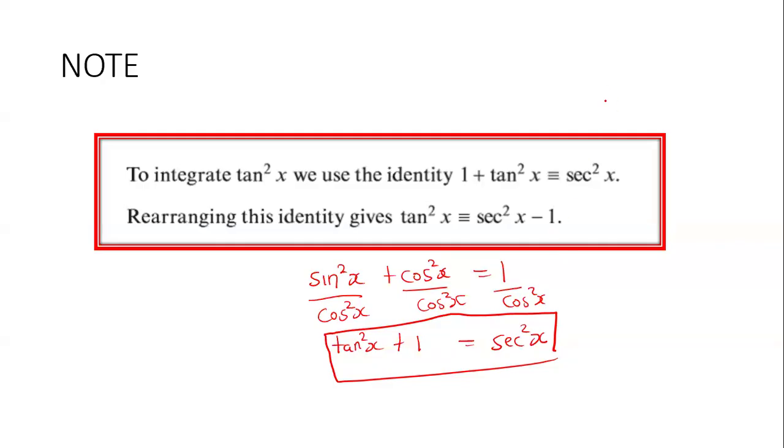Now, this one is the rule that we shall be applying. So when you find a question in which you notice that there is tan squared, then we shall be substituting it with sec squared x minus 1. Can you take a note somewhere as I answer Sophie?